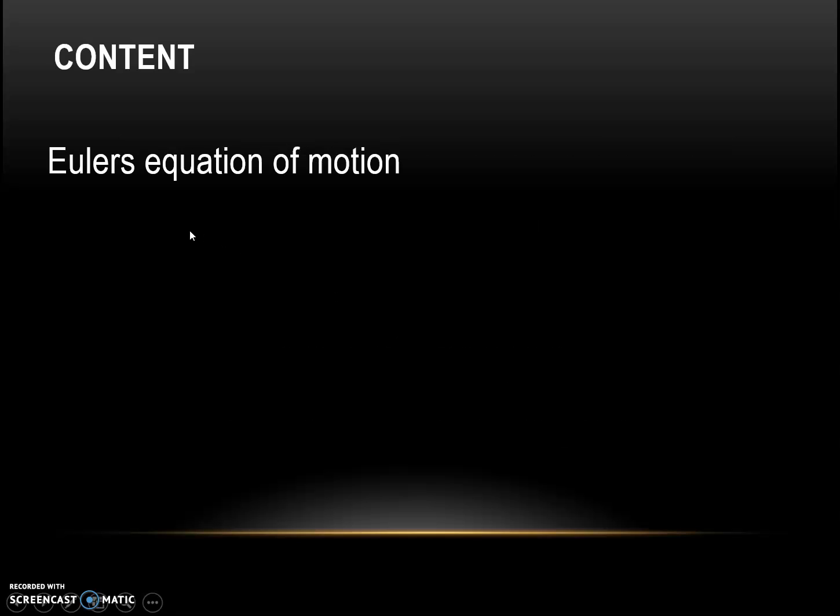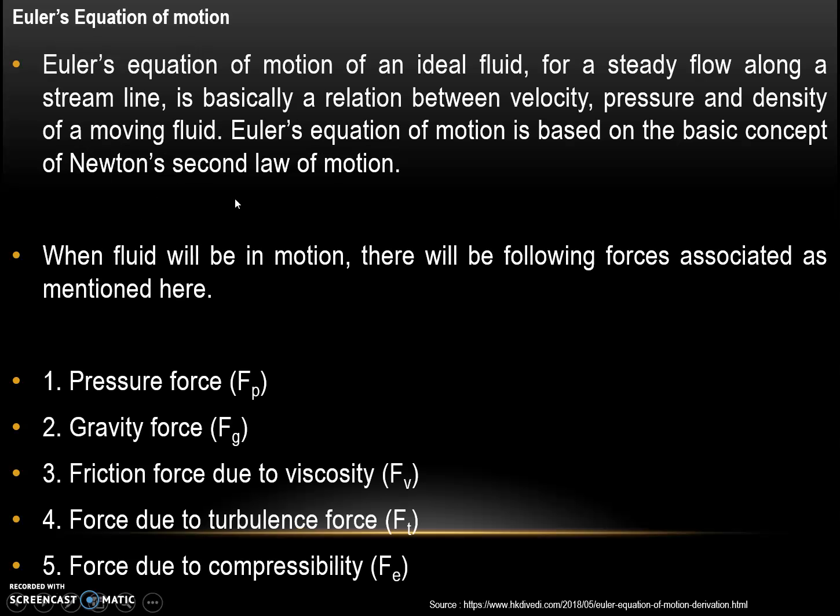In this presentation, we will go through Euler's equation of motion. Euler's equation of motion of an ideal fluid for a steady flow along a streamline is a relation between velocity, pressure, and density of a moving fluid. Euler's equation of motion is based on the basic concept of Newton's second law of motion.